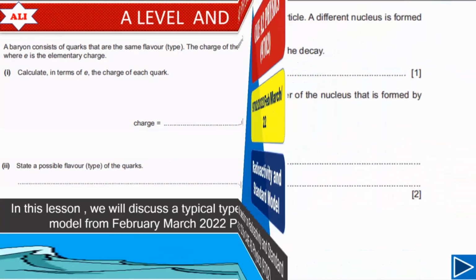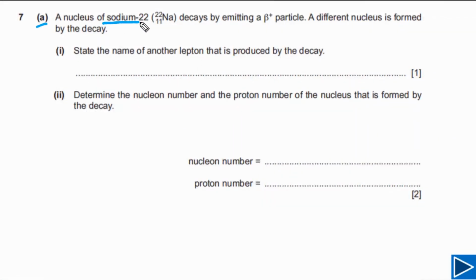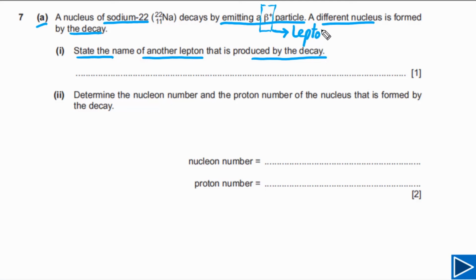charge on baryons. For part A, it is given to us that a nucleus of sodium-22 decays by emitting a beta plus particle. A different nucleus is formed by the decay. We need to state the name of another lepton that is produced by the decay. The question is asking us to state the name of another lepton. This beta plus particle is a positron, and a positron is the antiparticle of the electron, and it belongs to the lepton family. So this is the first lepton that is already given to us, and the question is asking us to state the name of another lepton that is produced by beta plus decay.